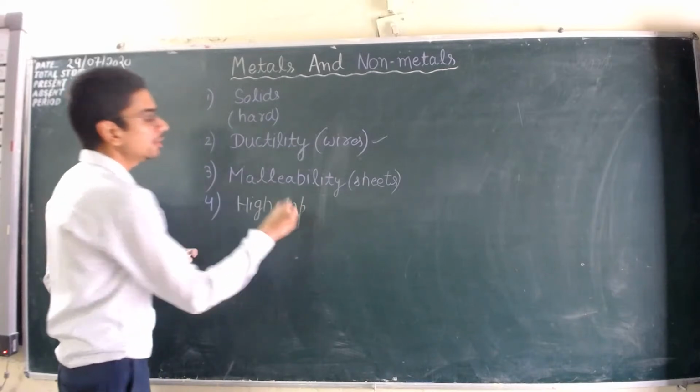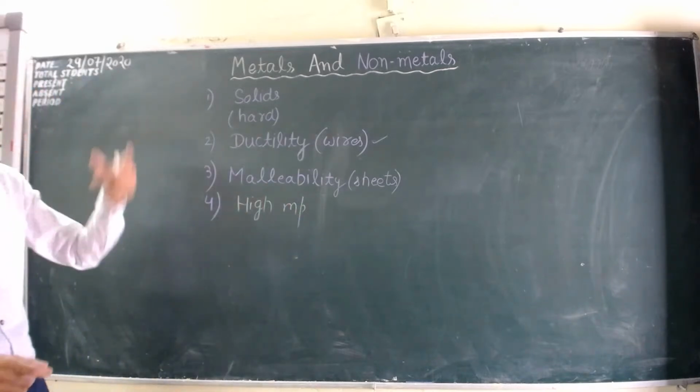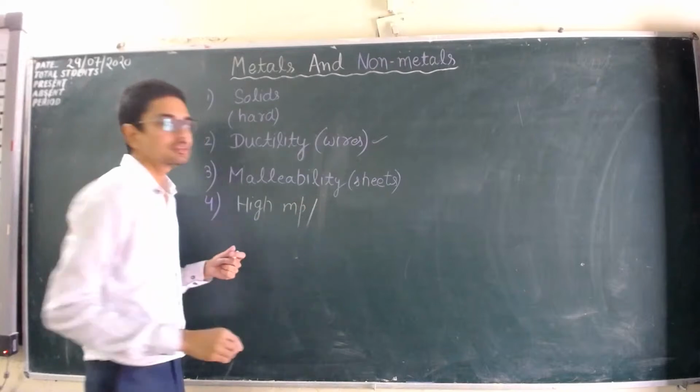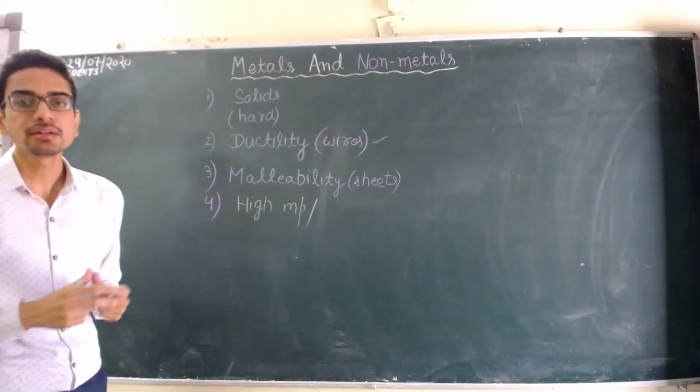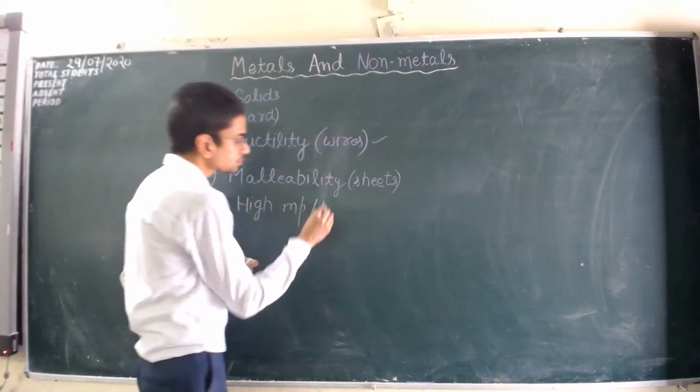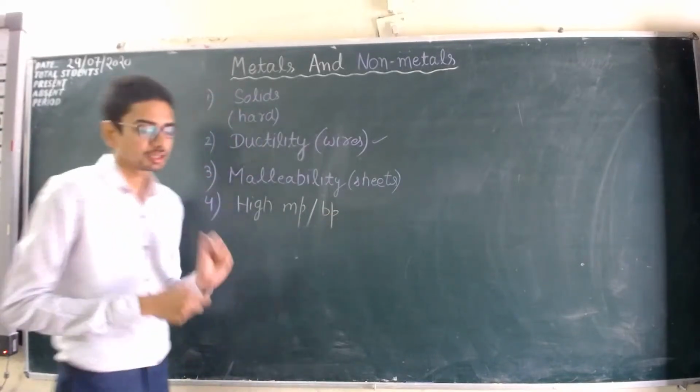Why do metals have high melting and boiling points? You will study this later: metals form ionic compounds, and ionic compounds have strong inter-ionic bonds, so they have high melting and boiling points.